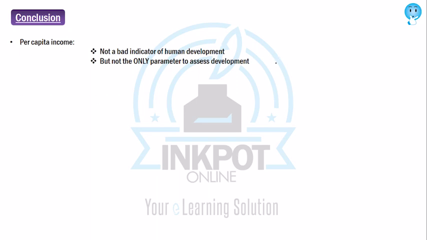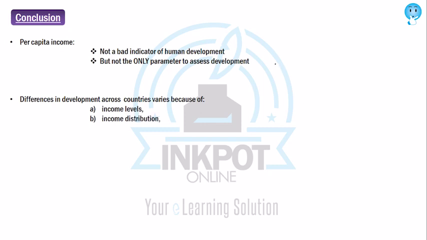And lastly, for any two countries or more than two countries, differences in development arise because of income level differences, income distribution differences, and socio-economic development factors. Your education, poverty, and crime, all such other social factors.